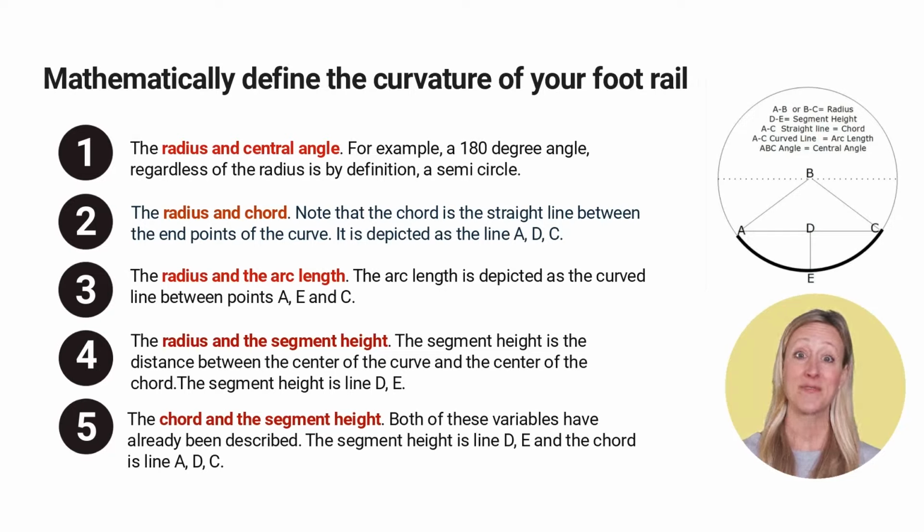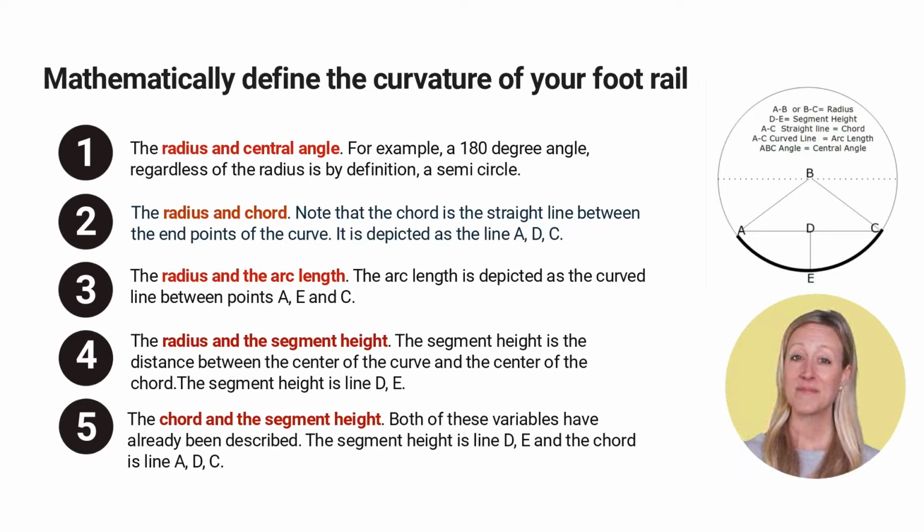Number 2. The radius and chord. Note that the chord is the straight line between the end points of the curve. It is depicted as the line A, D, and C. Number 3. The radius and the arc length. The arc length is the curved line between points A, E, and C.